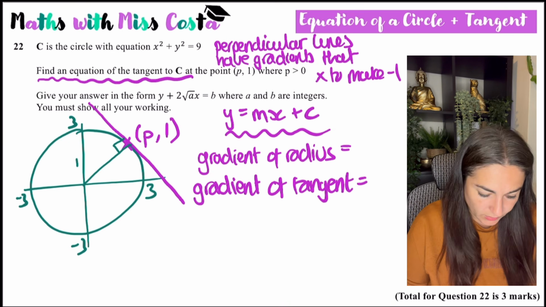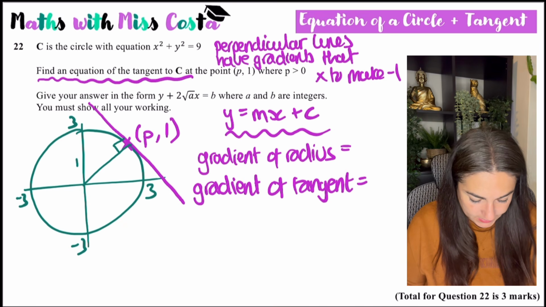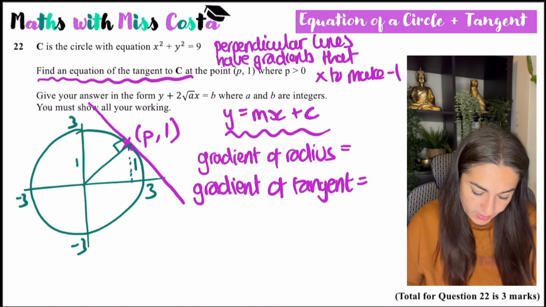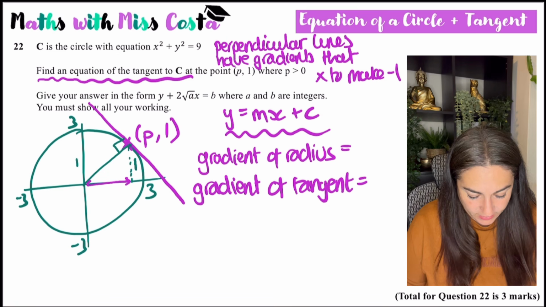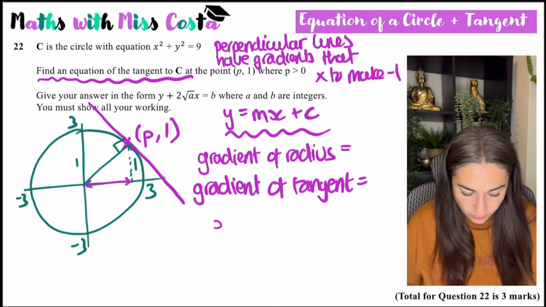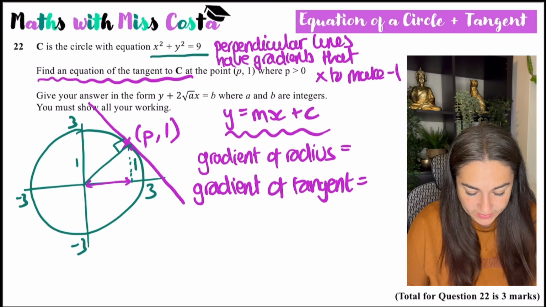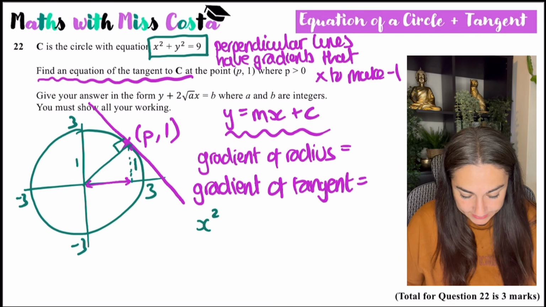Well, what do I know? I know this coordinate is 1, so I know that the y distance is 1. I now need to work out what the x distance is, and I know that P1 is a point on the circle. If it's a point on the circle, then I can use the circle's equation. So remember, this is the circle's equation. X squared plus y squared equals 9.